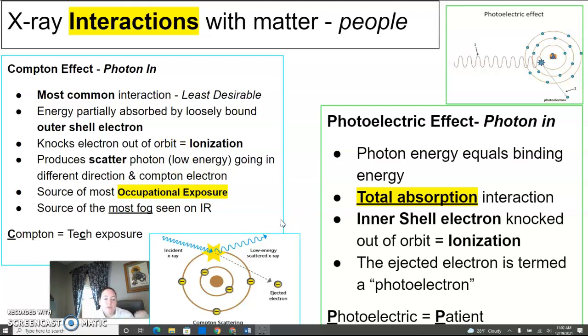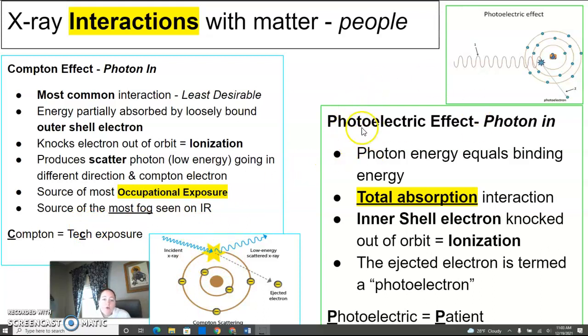It produces a scatter photon, which is a low energy wave, and also produces an ejected electron. Compton is the source of most occupational exposure. So as technologists, most of my dose is from Compton scatter. I think of Compton as tech: C in Compton, C for tech. Photon in, outside electron out.